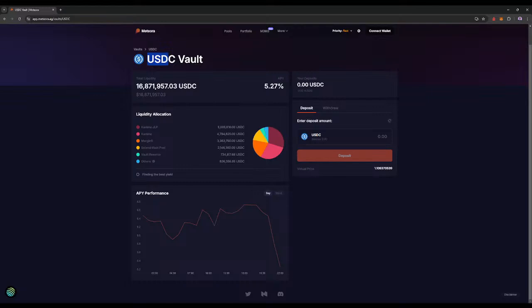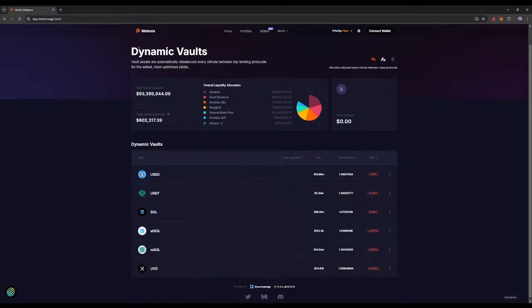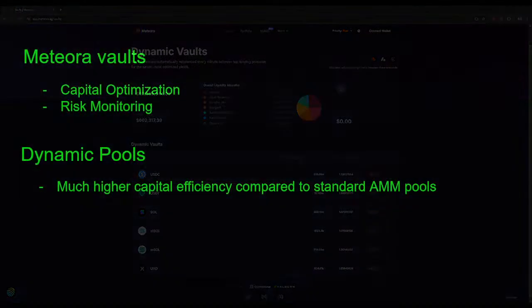So these are the Kamino vaults that are available, and as we go further, you'll understand why I consider these vaults to be the core of this Meteora ecosystem.